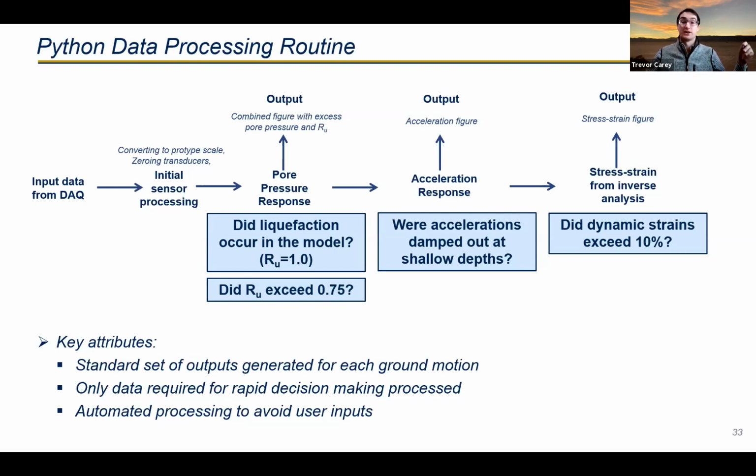Everything is important, and there is a time and a place to understand all the data that is collected in the experiment, but that probably is not during some rapid decision-making process. And then finally, an automated process to avoid user inputs. The reason I advocate for an automated process is that it ensures you're doing the same thing over and over again, and you're following the same routines.